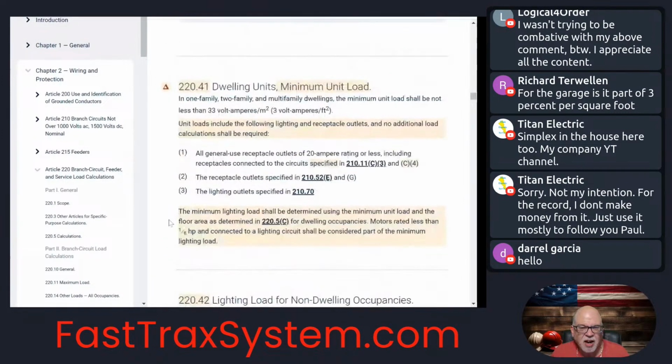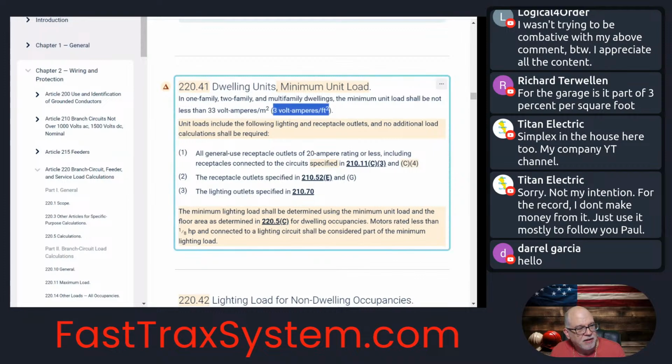Okay, right here. 220.41, which used to be 220.14. It's kind of easy to remember this one, right? Just reverse it: 220.14, and spin the 14 around to 41. Whatever helps you remember things. In the 2023 edition, you can see that the 3 VA is now under 220.41. So there's a code change for you. If you're in the 2020, it's 220.14(J). If you're in the 2023, it's now 220.41.